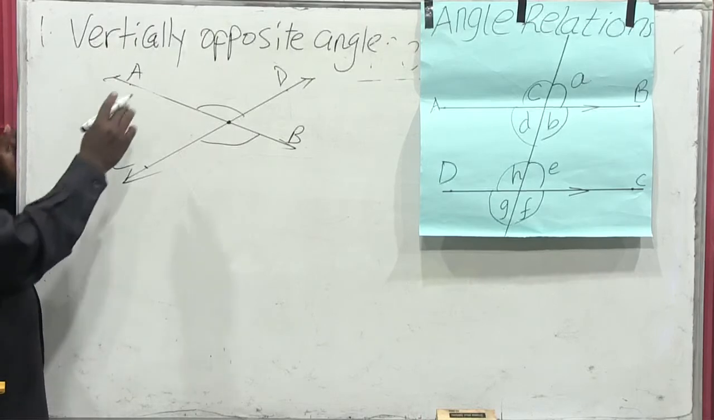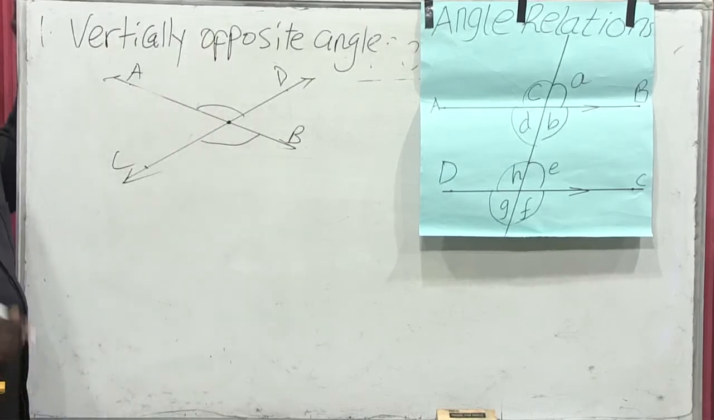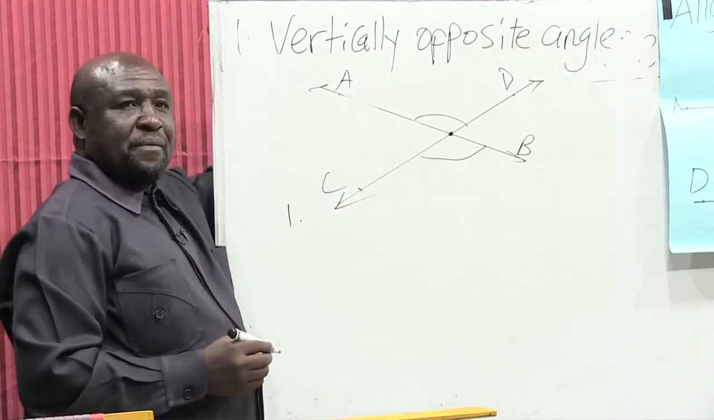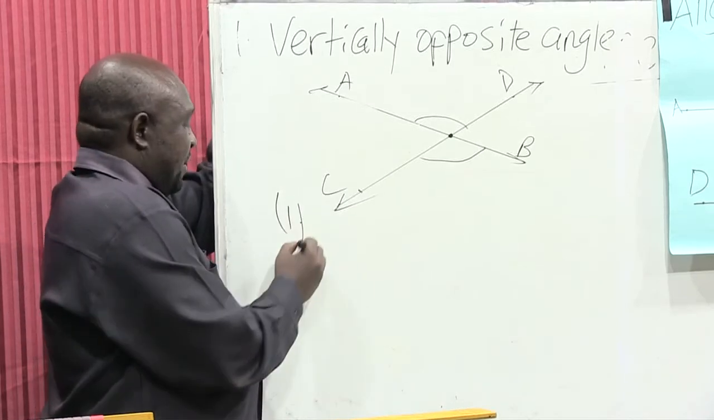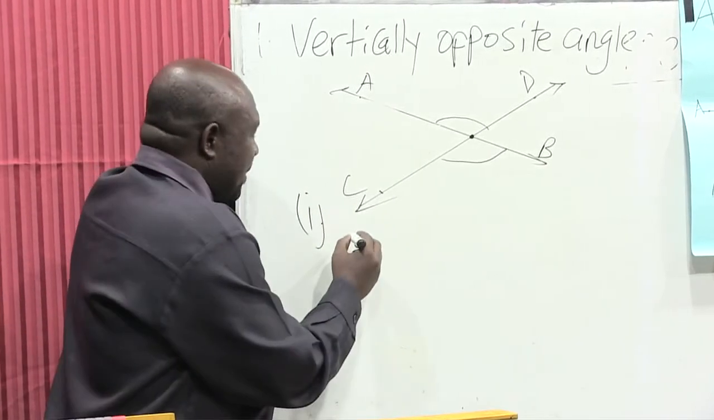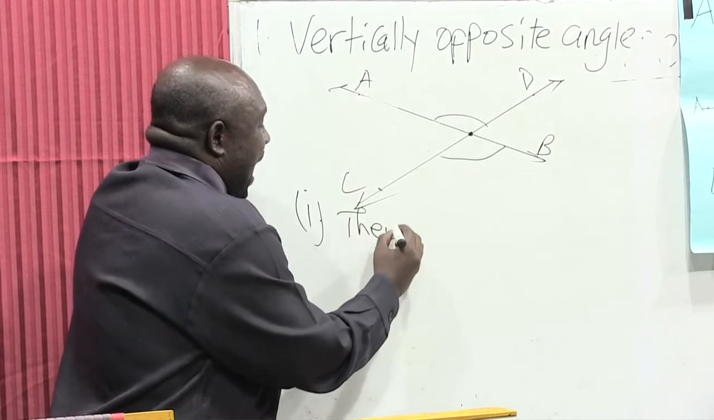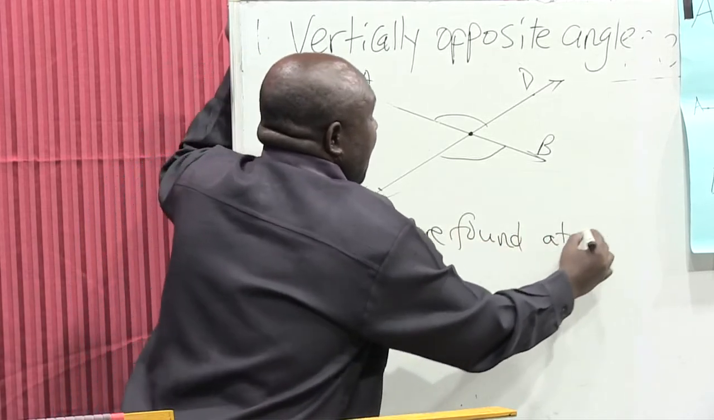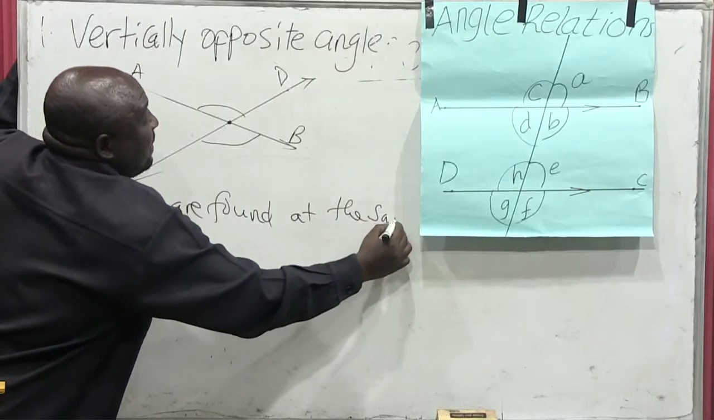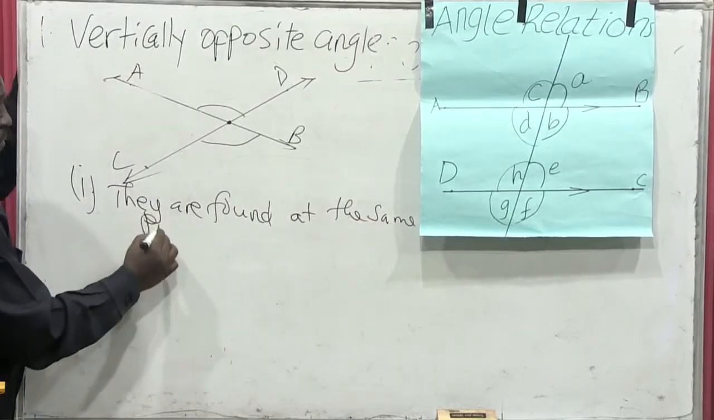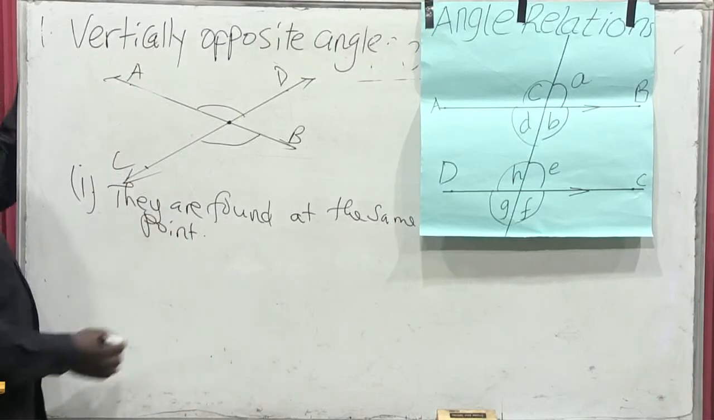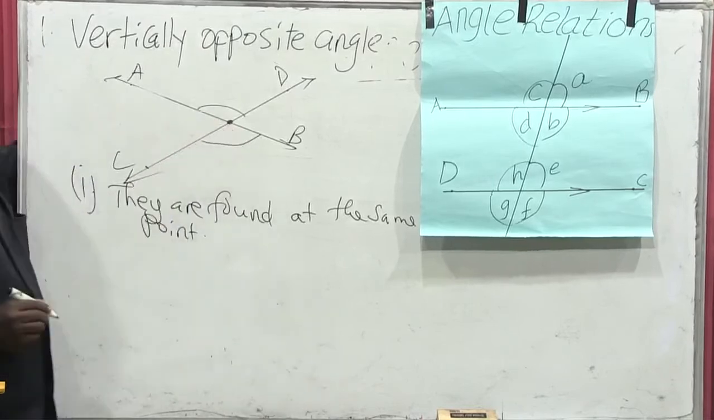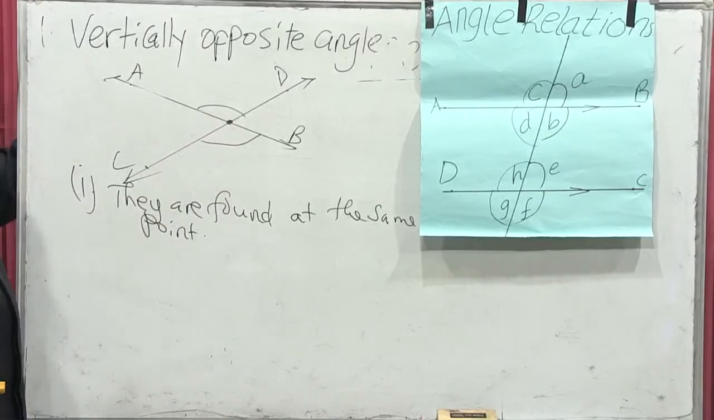The characteristics of vertically opposite angles, the features of vertically opposite angles. Number 1, they are found at the same point. The same point.